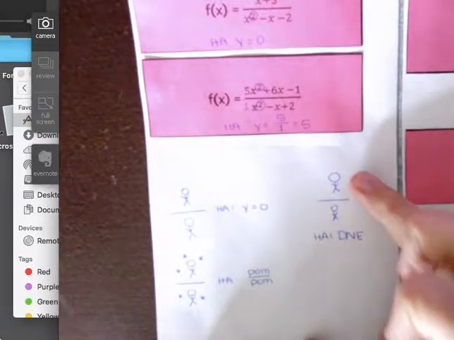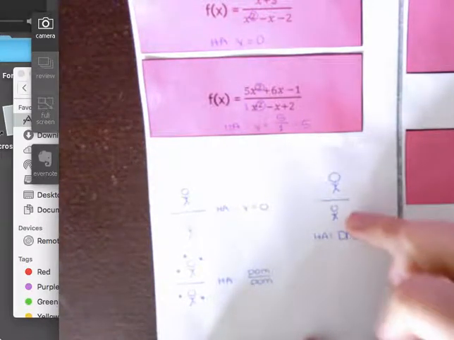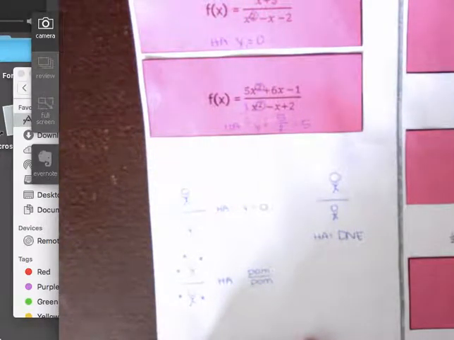Okay, so if your degree in the numerator is bigger than your degree in the denominator, then you don't have a horizontal asymptote.